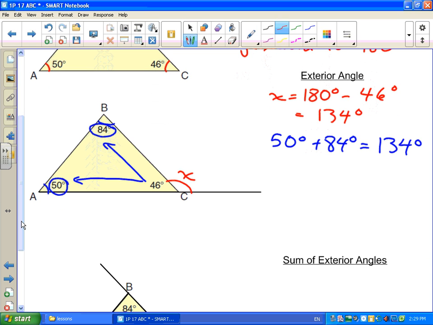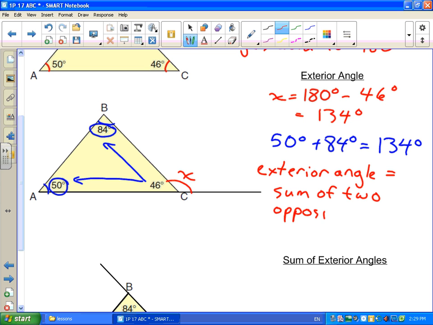So let's just write that out here. An exterior angle equals the sum of the two opposite interior angles. Okay? Angles, because there's two of them.